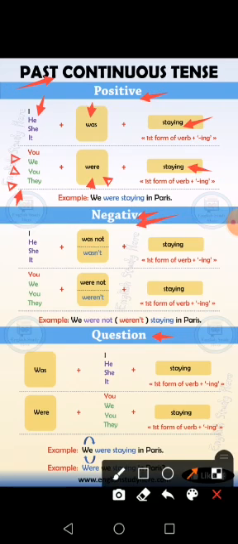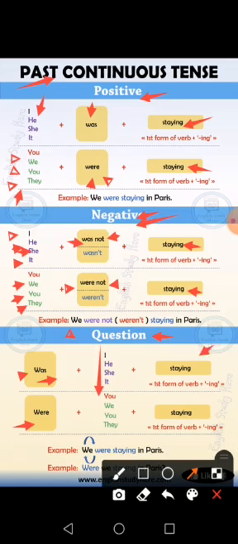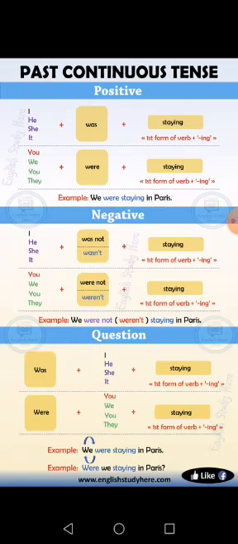To make the sentence negative, we add not, was not, or were not, okay? We use was not with I, he, she, it, singular noun. We use were not if the subject is we, you, they, or plural noun, and we add ing. To make it a question, we use was or were in the beginning. Was and the subject he, she, it, and ing, and we use were if the subject is we, you, they, or a plural noun, and we add ing, and finally we add a question mark. Okay, student? So this is our rule for today.